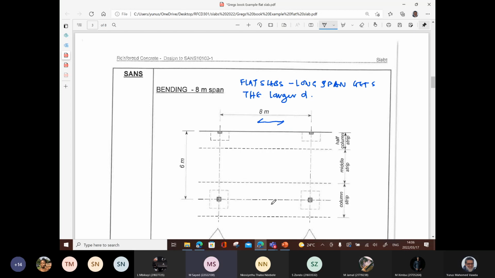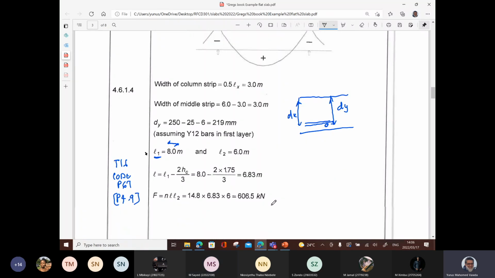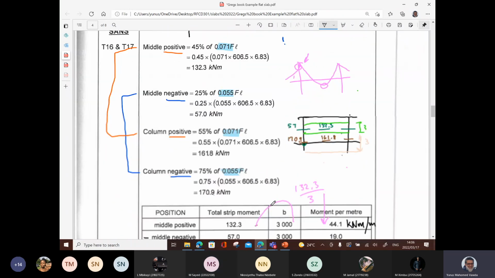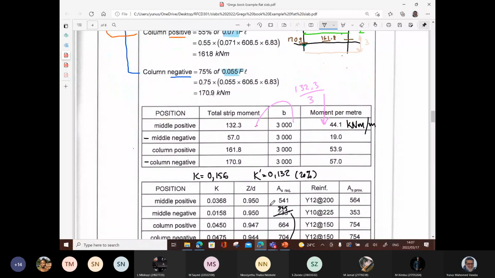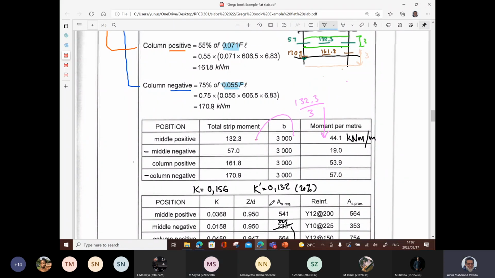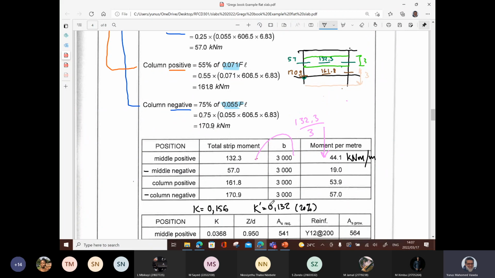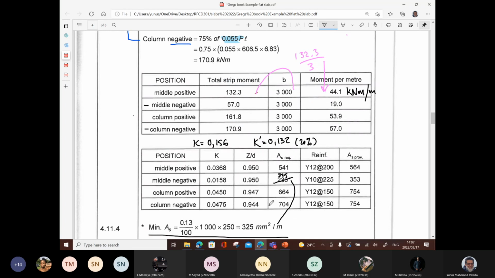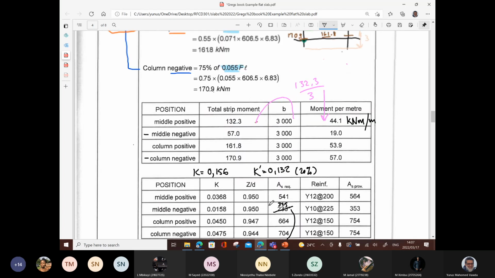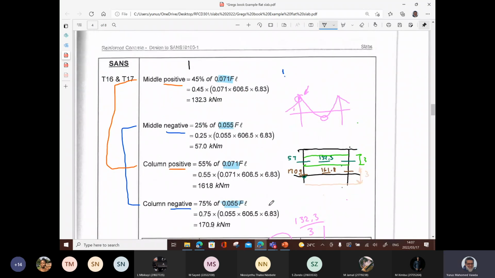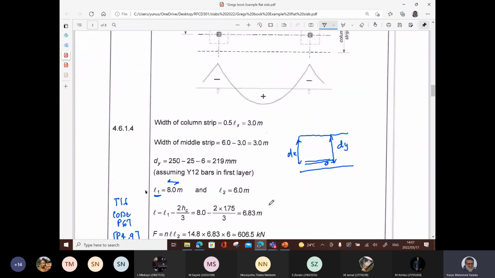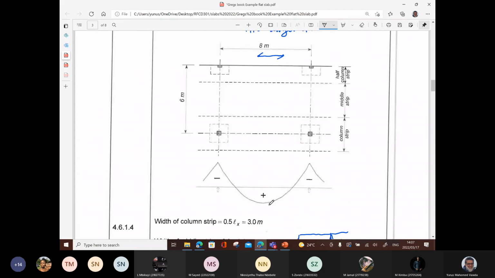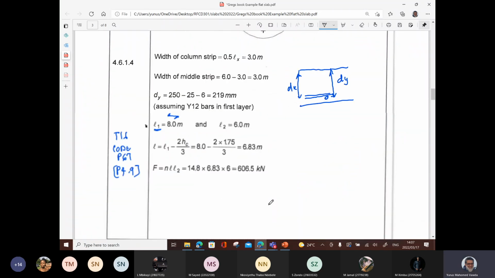Right. Yeah, so we don't do moments for the half column. No, but the brickwork is there, you see. You have to have steel in there as well. He just hasn't included it in his table. Okay, thank you. But what would it be? Okay, we come back to that question.